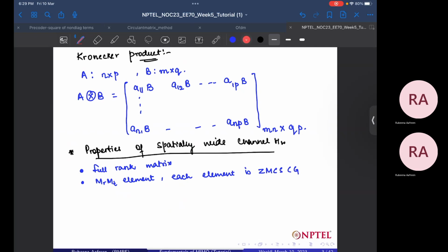Now zero mean complex Gaussian, you all know. Circularly symmetric, you just need to know that the expectation of e to the power j phi times that random variable is e to the power j phi times the expectation of that variable. Okay.